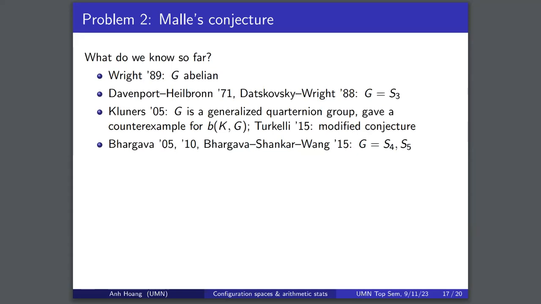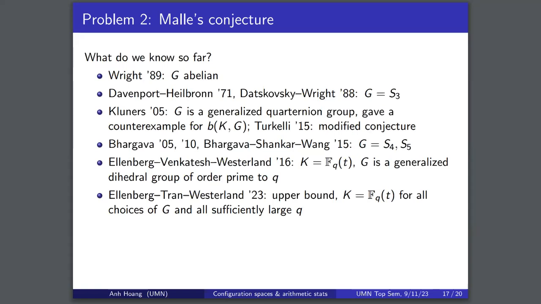Okay, and so when we look at that, then we have a few more results by Ellenberg, Venkatesh, and Westerland in '16 in the case of function fields, and for G a generalized dihedral group of order 2q. And most recently, Landesman and Levy, well, it should have been '17, but they insisted on putting '23 because they fixed it now, proved the upper bound of the weak Malle conjecture for function fields for all choices of G and sufficiently large q. So the key improvement here is that now that they look at just the function field case, they can really widen their reach to all Galois groups G.